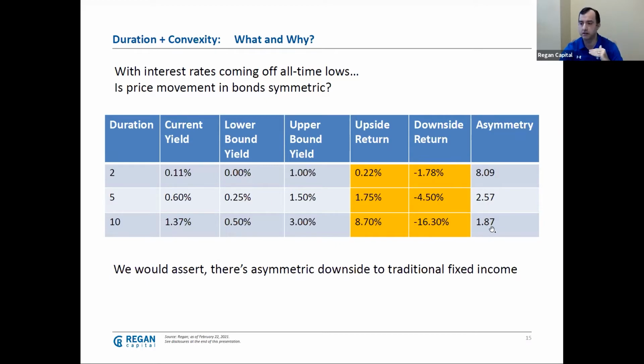And then when we get out to 10s, it's a lower asymmetry, but also greater downside. Your upside to getting back to 50 basis points on rates on the 10-year is 8.7%. Your downside of going out to 3 is about 16%.